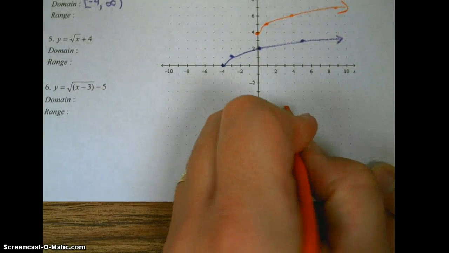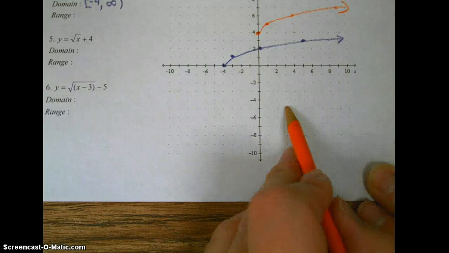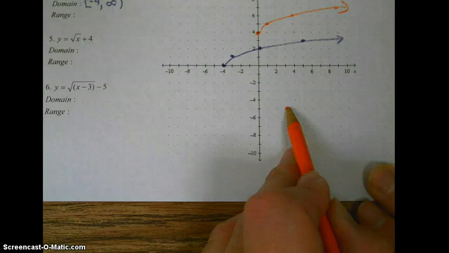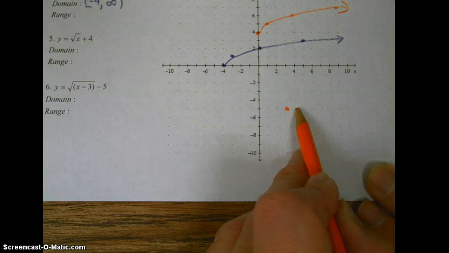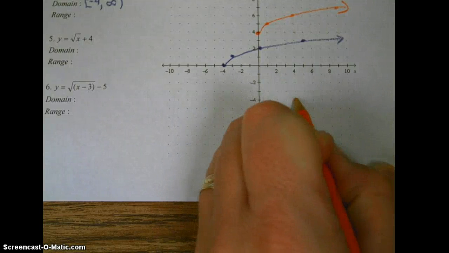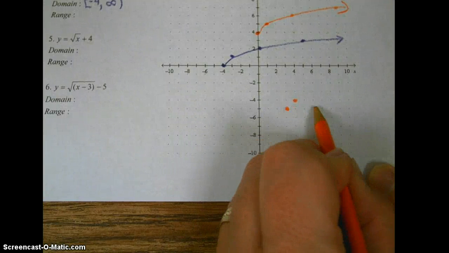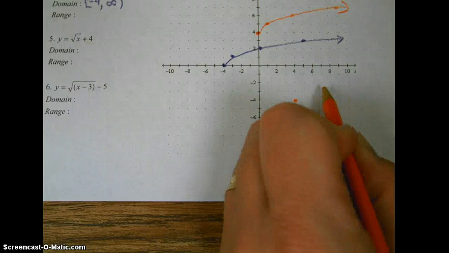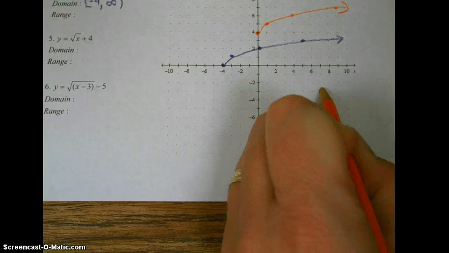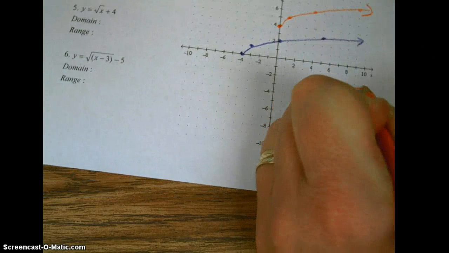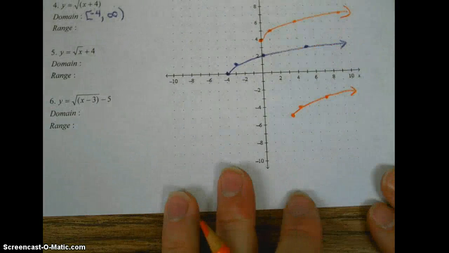So again, once you find that starting point, you can just go ahead and follow that pattern we've been talking about. How many units over? 1. How many units up? 1. What's the next perfect square? 4. 1, 2, 3, 4. 1, 2. That should do it for that one. And you can go ahead and do the domain and range on that one as well.